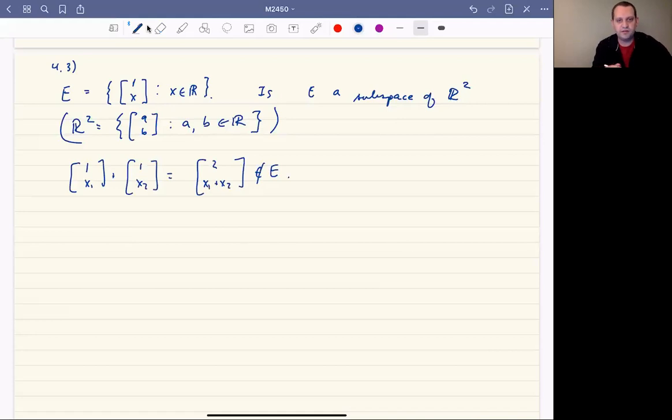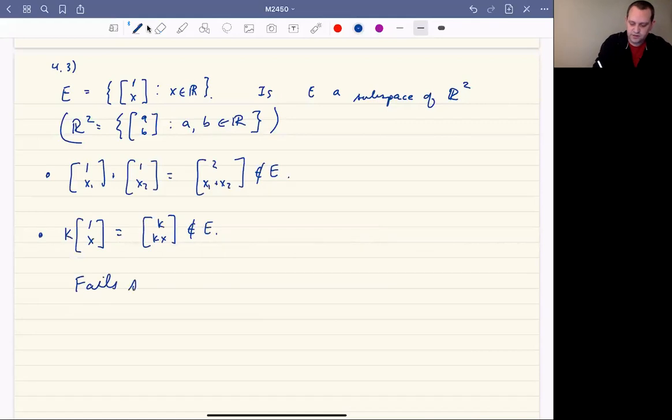It also fails to scale. So if you were to put, say, k times (1, x), that would be (k, kx). And for any constant other than 1 itself, this is not going to be in E. Okay, so it definitely fails the subspace test, which means that E is not a subspace. And that's fine. This is actually something that I think we already knew. We might have even gone over this explicit example before.